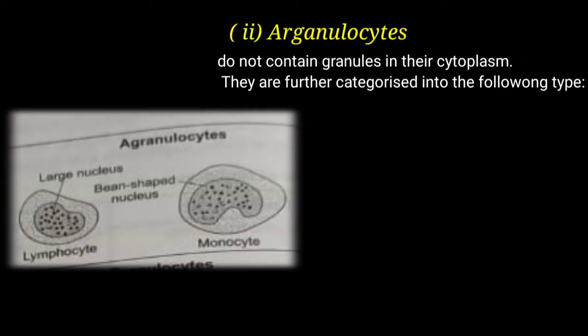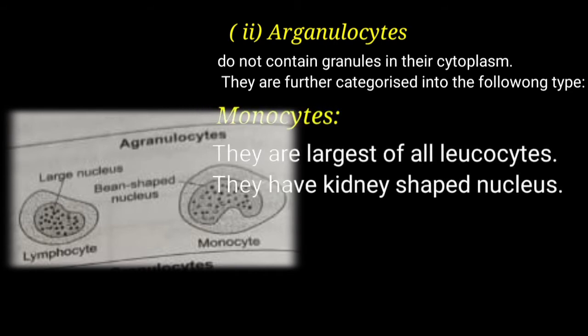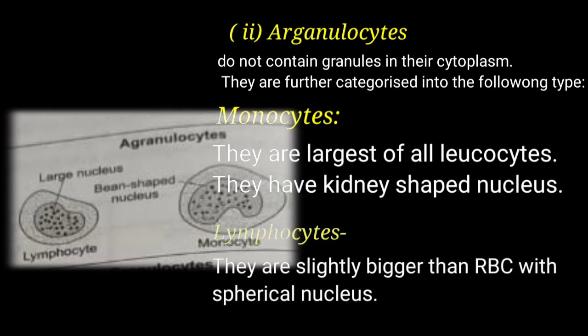Agranulocytes do not contain granules in the cytoplasm, and they are further divided into two types, that is monocytes and lymphocytes. Monocytes are the largest of all the leukocytes. They have a kidney shaped nucleus, and the lymphocytes are slightly bigger than the RBCs with a spherical nucleus.